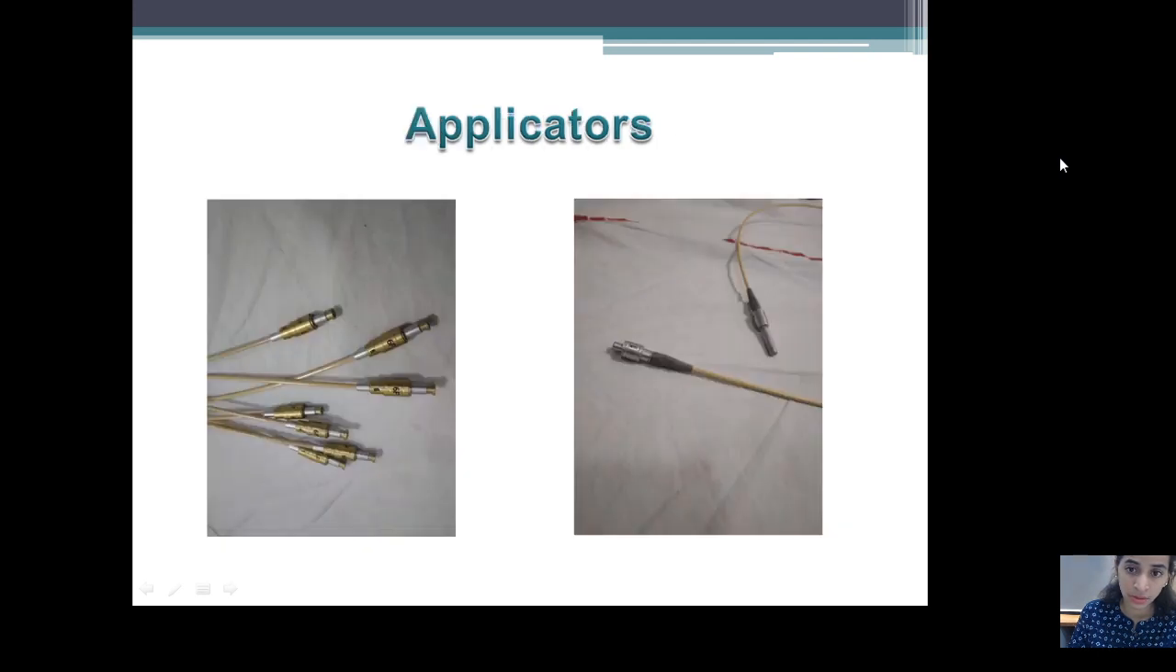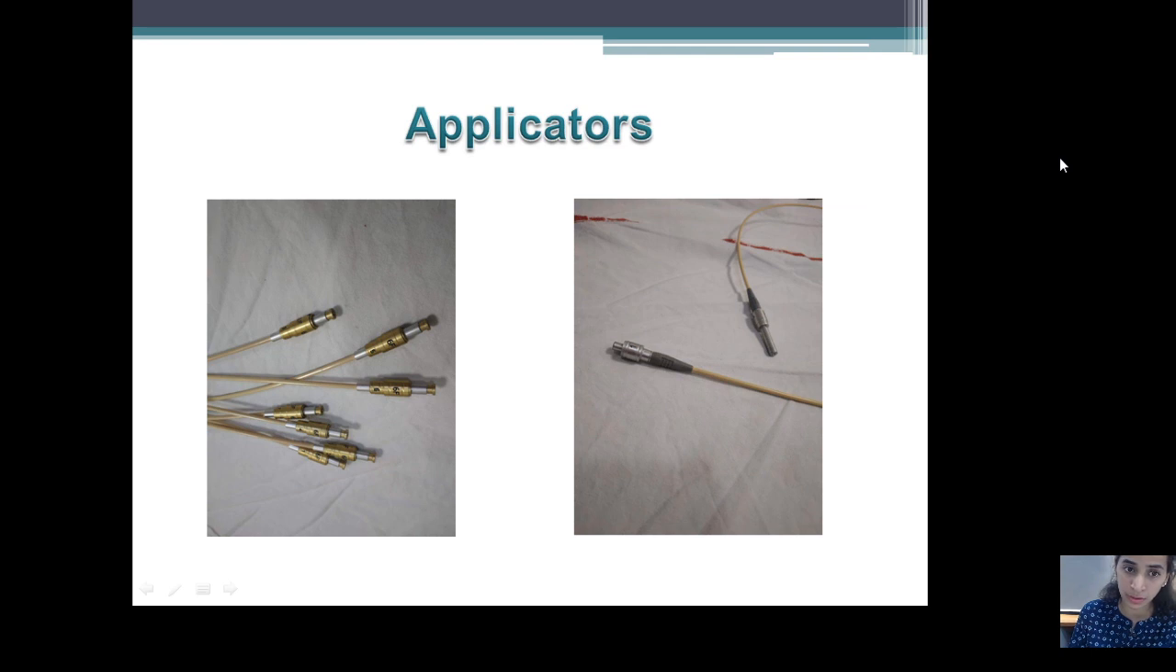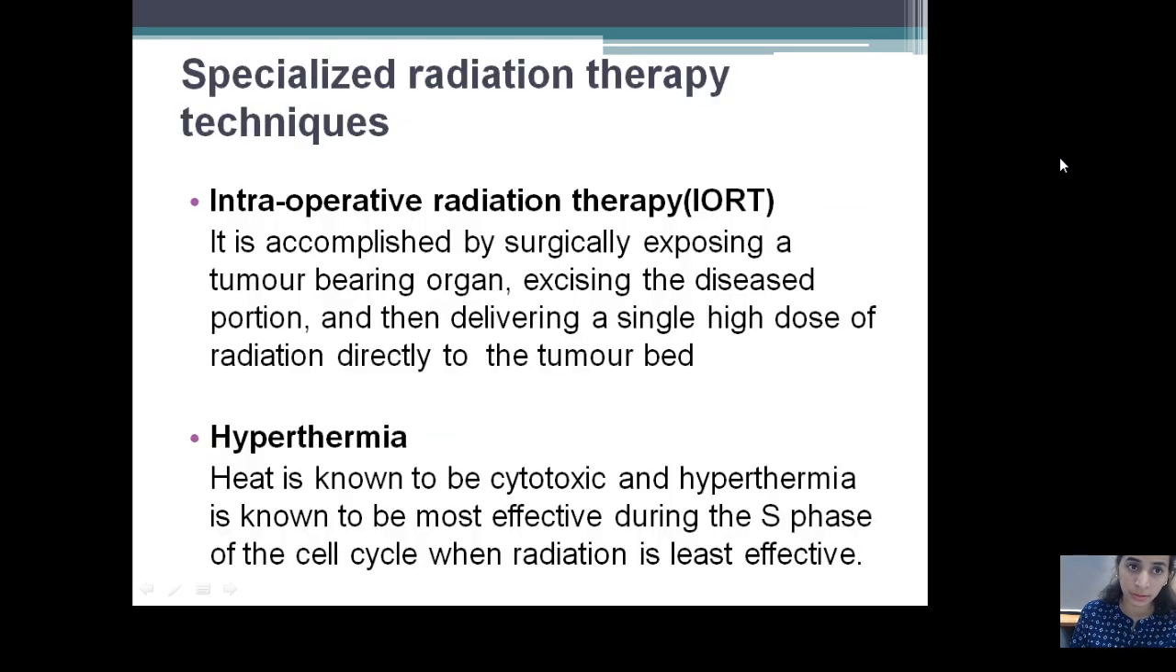These are some examples of the applicators which are connected. So one end will be connected to this machine, and the other end will be connected to the patient's applicators. Then we have other specialized radiation therapy techniques which are coming up nowadays.